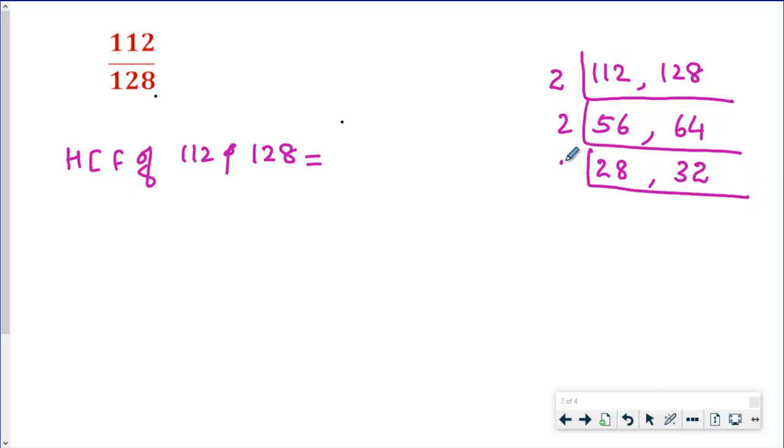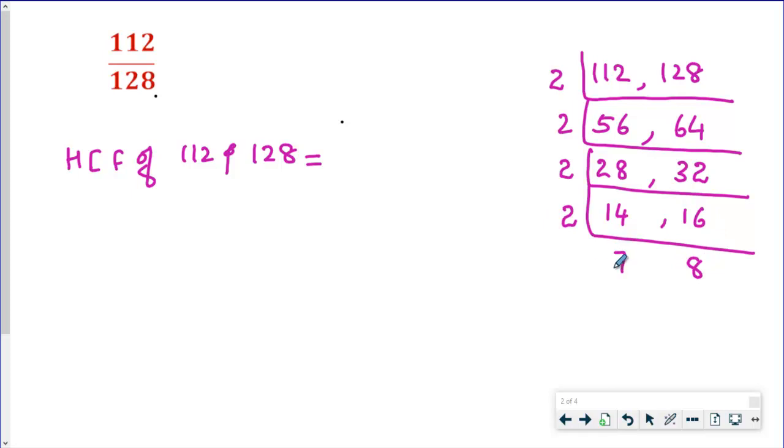Again we can divide by 2. Here 8, 4 twos are 8. Now here 3, 1 two is 2, remaining 1. So 2 becomes 12. So here you can write 6 twos are 12. Again you have to divide by 2 because both are even numbers. So 14, 7 twos are 14, and 16, 8 twos are 16.